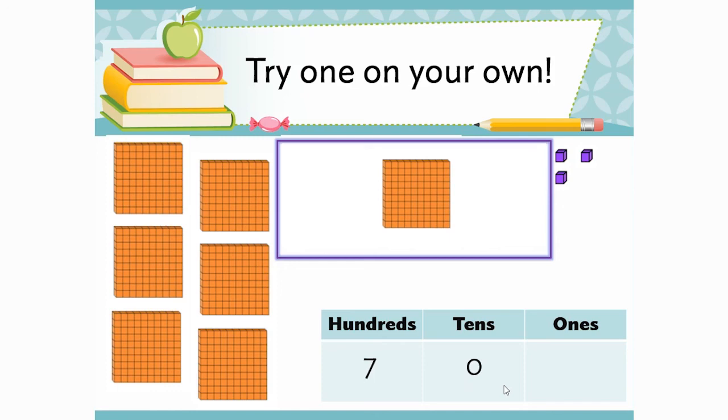I have to put a 0 in the tens place to hold that place. I cannot just eliminate it. So don't forget your 0 in the tens place. My number is 703.